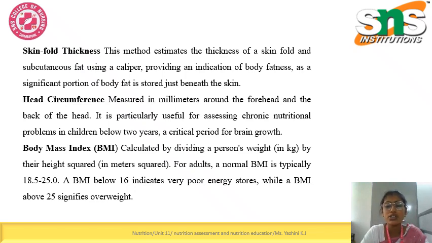Head circumference is measured around the forehead to the back of the head. And body mass index is something we normally use in day-to-day life. It is weight divided by height in meters squared. Height is measured in centimeters, which has to be converted to meters so that we can calculate it easily. According to the BMI, we classify underweight or malnutrition and make suggestions.